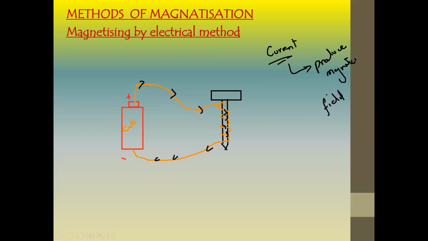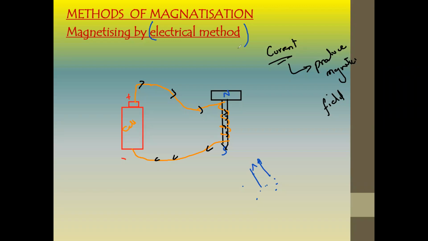And when the current produces a magnetic field, this material should be a magnetic material. If it is made up of copper or aluminum, it won't work. If it is made up of iron or steel, it will work. As a result, this material will behave like a magnet. One side will be the north pole and one side will be the south pole, and it will attract other magnetic material towards it. We call this technique the method of magnetization by the electrical method.